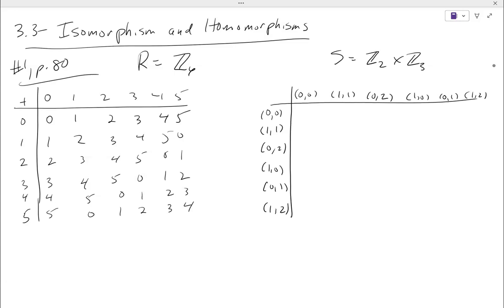So putting these in our table. Oops, this is the addition table again. So (0,0) added to anything will just give me back that element. We just figured out how to fill out the next row because we filled out the top of the table.